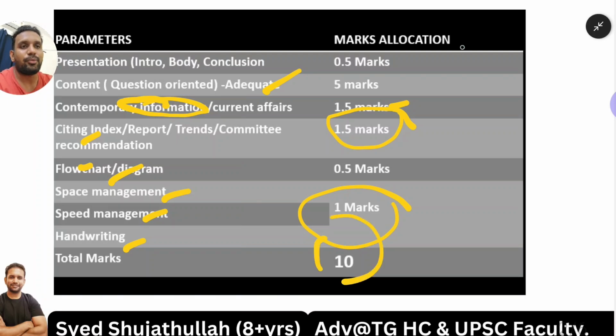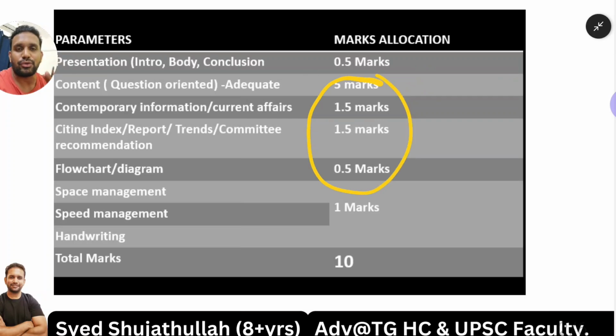So suppose you are writing 3-4 important parameters, then you can expect to get very good marks in the examination. Whenever you are writing an answer, just imagine that Syed sir has told me I should be writing introduction, body of content, conclusion. Did I present it or not? Did I present the handwriting well? Did I do the underlining or not? Did I actually draw a flowchart or not? Just imagine the ingredients. The more ingredients you put in your answer, the better marks you are going to get. Remember this point here.